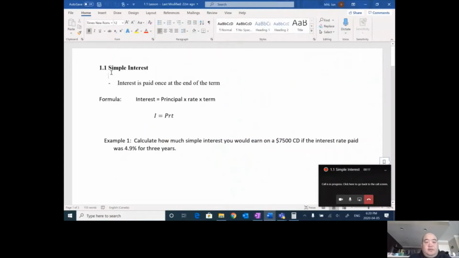Guys, the first lesson for this finance unit is on simple interest. There's simple interest and there's also compound interest. We did work on this last year in Foundations 11, so this is probably going to be pretty much review. Anyways, it's simple interest and compound interest.